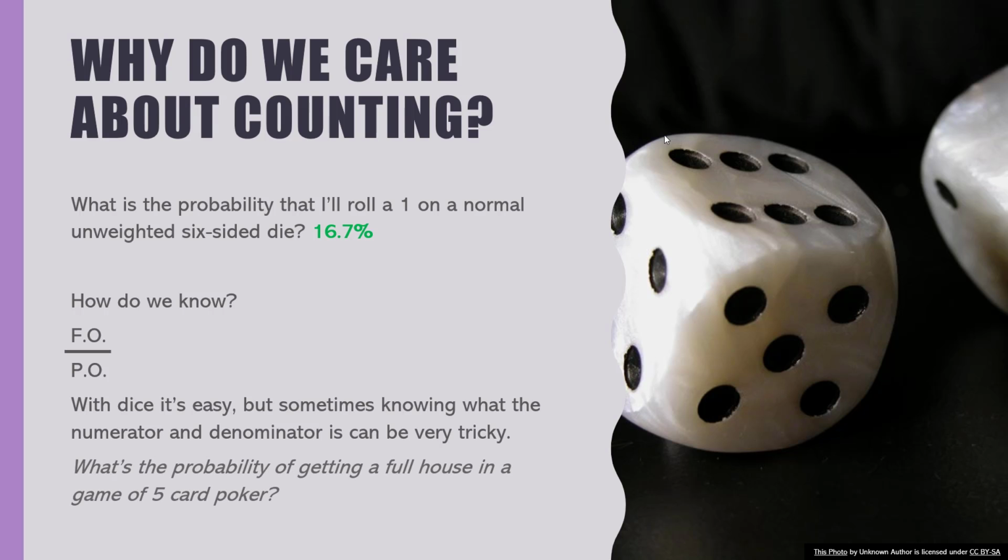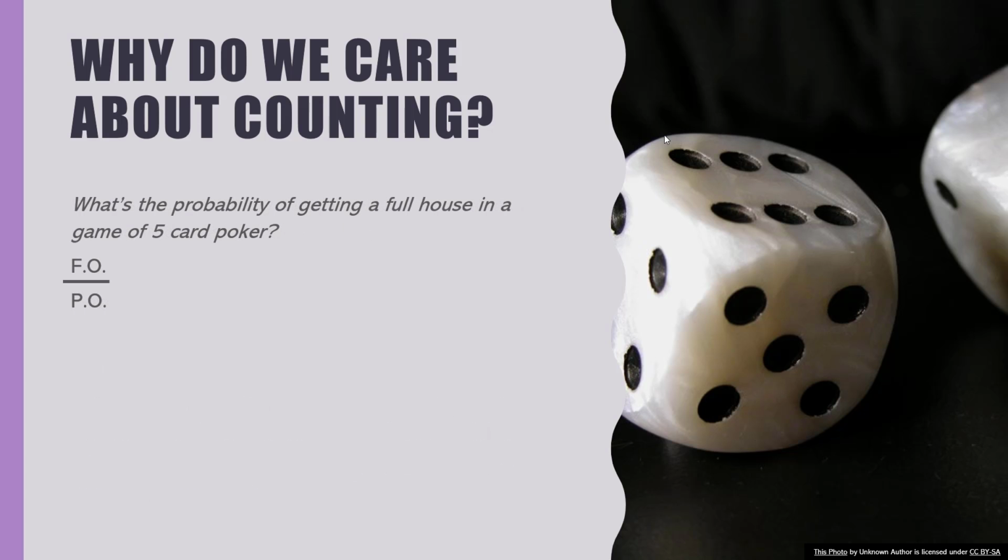So for example, what's the probability of getting a full house in a game of 5-card poker? Now, if you're a card person or a gambler or whatever, you might know these numbers, right? You'd think I'd know, being a card magician, but I don't. I have a little cheat sheet that tells me what they are. But how do we figure that out? Well, it's favorable outcomes divided by possible outcomes, right? Favorable outcomes over possible outcomes. Well, what are the favorable outcomes?